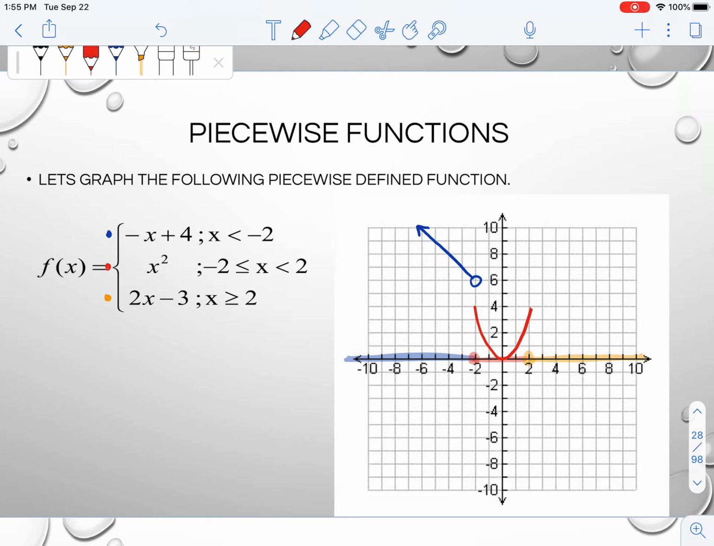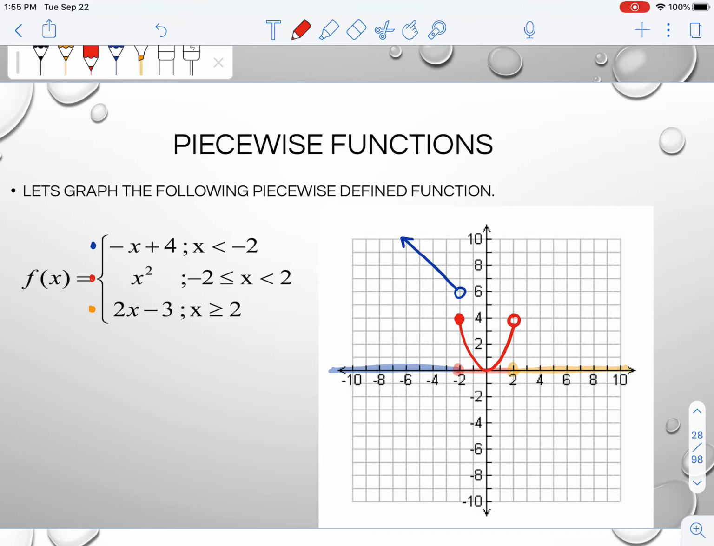On the right hand side of this, we're going to have an open circle, because it's less than 2. So we have an open circle here. And on the left hand side at -2, I'm going to have a closed circle, because our x value is greater than or equal to -2, pardon me.